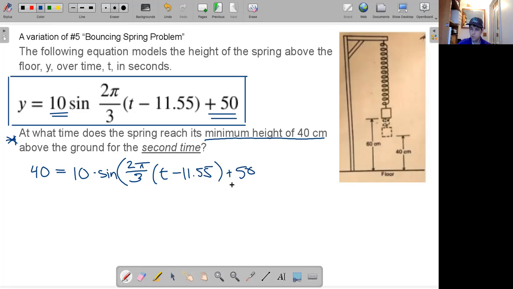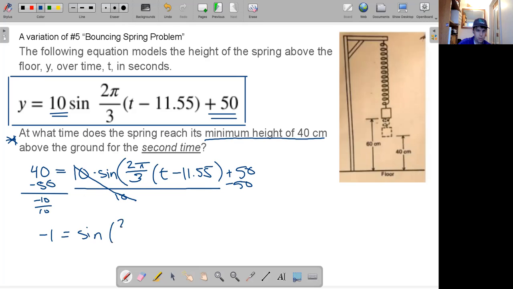All right, so I'm going to subtract 50 on both sides, minus 50. And to save time, I'm also going to divide by 10 after that to get rid of that 10. Divide this by 10. So we end up with negative 10 over 10, which is negative 1. All right, so that helps us out a little bit. 2 pi over 3 t minus 11.55. I just didn't want to have to write this out twice, so I did both of those things in sequence. I subtracted 50 which gave us this -10, and then I divided by 10, just to save a little writing.